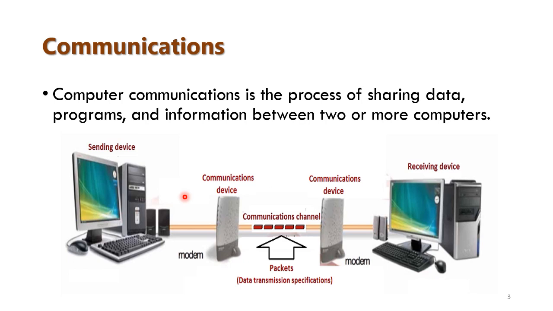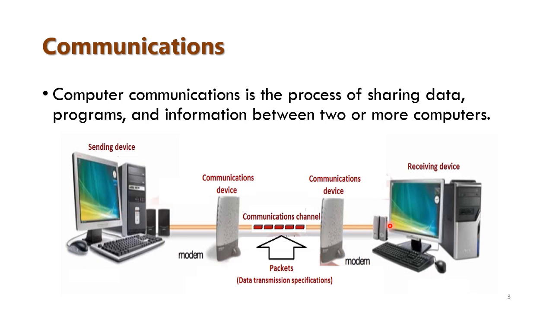Computer communication is the process of sharing data, programs, and information between two or more computers. In the picture here, you can see an example of how computers communicate. So what are examples of computer communications? Texting, for example, provides text communication between individuals using short electronic messages, email, even video conferencing.